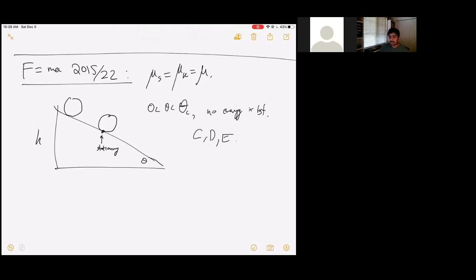Let's eliminate D first. The idea for D is that this is where the coefficient of static and kinetic friction being equal comes in. What this is saying is, for theta a little bit above the critical angle, since the static and kinetic friction are equal, there should not be a discontinuity in what we get. And what D is saying is that there's a massive discontinuity in the amount of energy lost. That should not be the case, since the static and kinetic friction are equal. So there's no way to get a discontinuity.